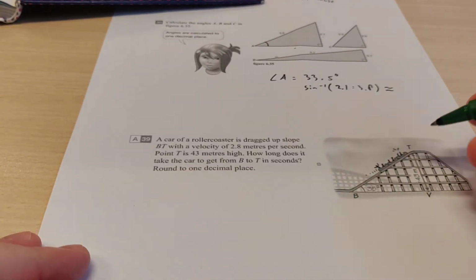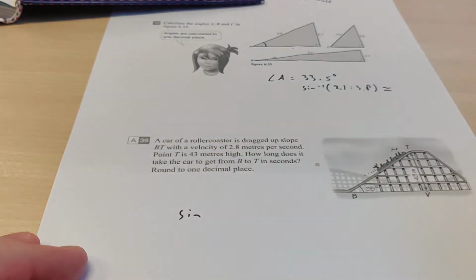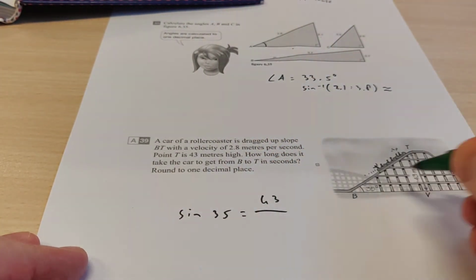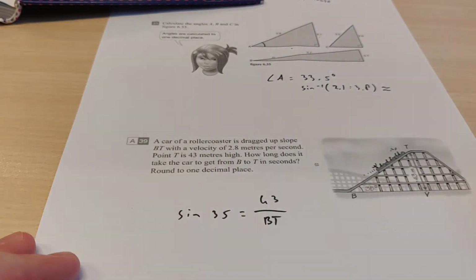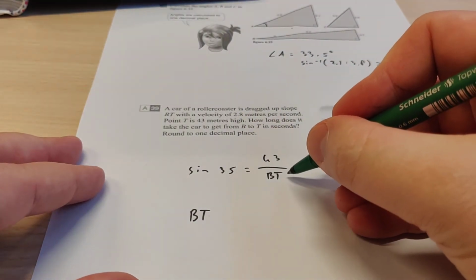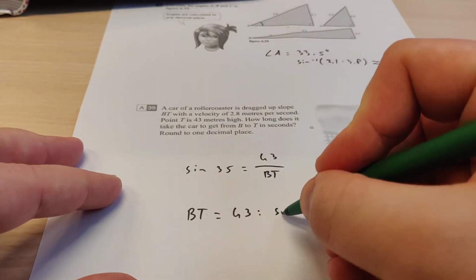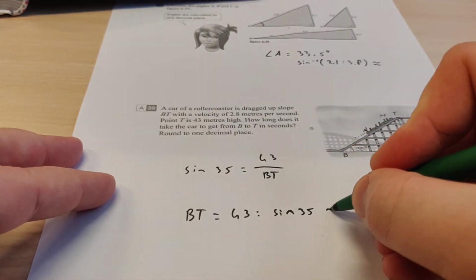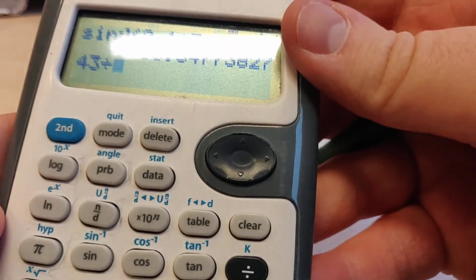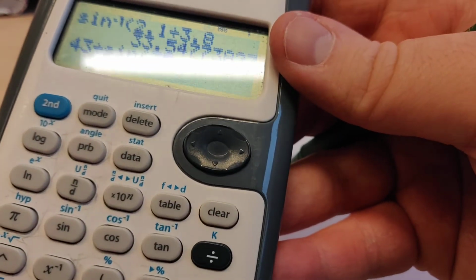So we already know that we have to use the sine, because we know the opposite side and we need to know the hypotenuse. So I'm going to write down the sine of 35 is the opposite side, 43, divided by the hypotenuse, which is length BT. So if I want to calculate BT, if you want to calculate a number at the bottom, you have to do divided by. So I do 43 divided by the sine of 35. So let's calculate what it is. Here I have the screen. So 43 divided by, and if you calculate the side, you just use the normal sine button, and the angle was 35.